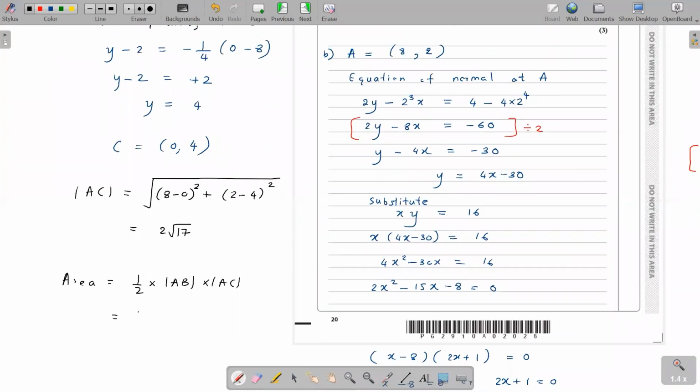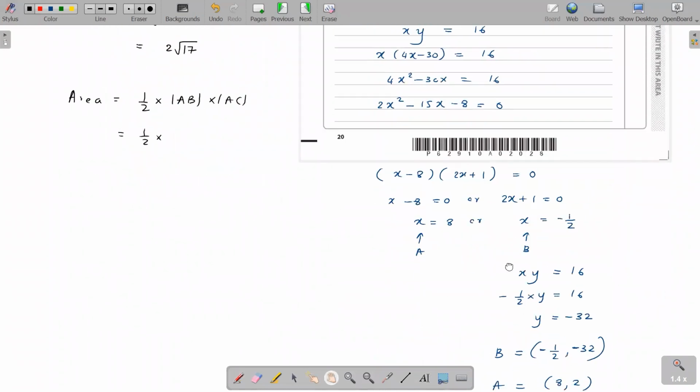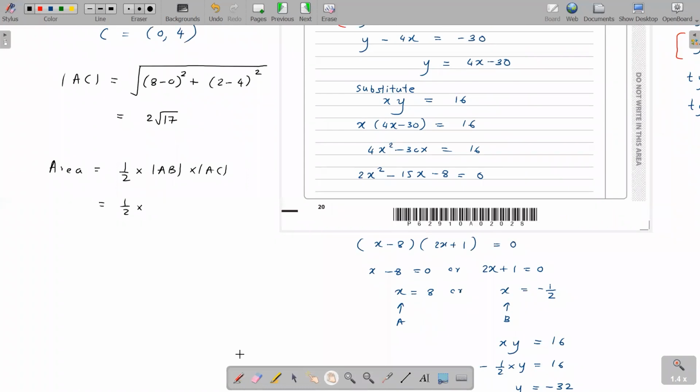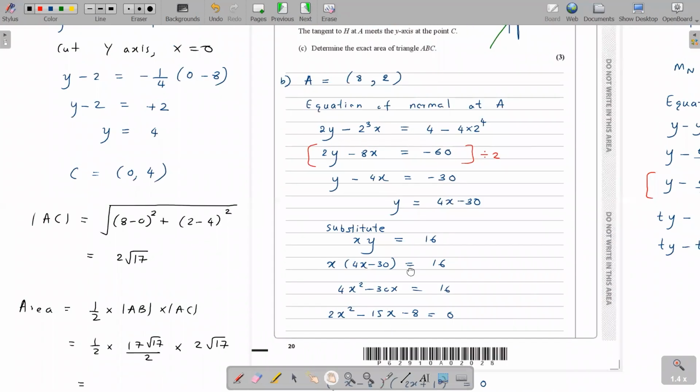So half into what is AB? The AB length we found, right? How much? 17 root 17 over 2. AC is 2 root 17. Multiply, get me the exact answer. They do want the exact area, right? Yes.